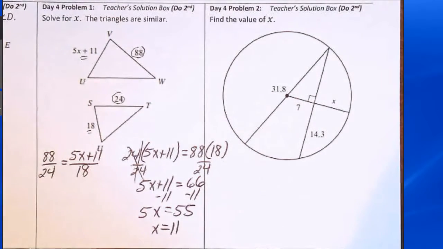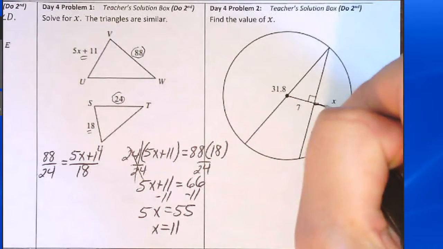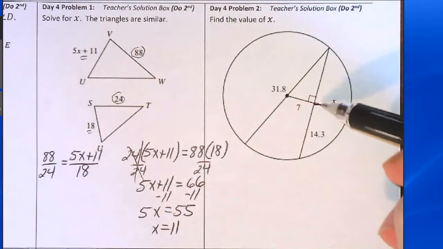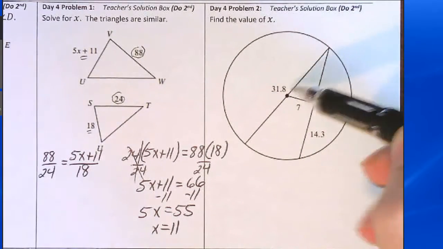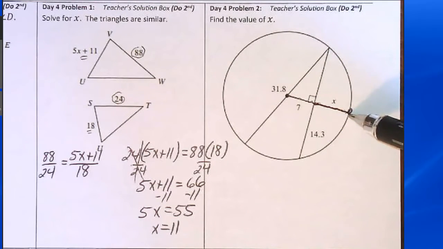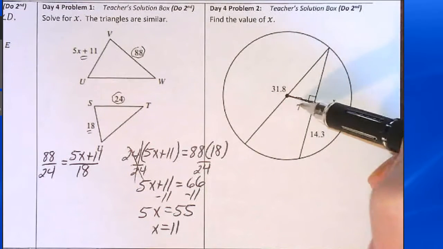Now, day 4, problem 2. Find the value of x. X is the distance from here to here. It's the length of this segment. I notice that that is part of the segment from the center all the way to the edge of the circle, which is called a radius. We know that the other part of that radius is 7 units.